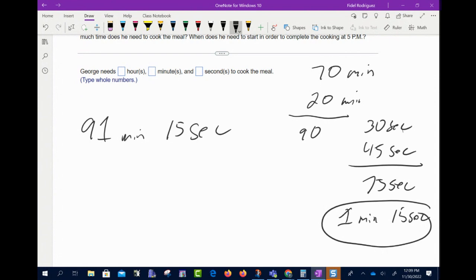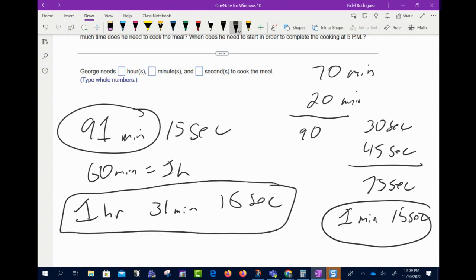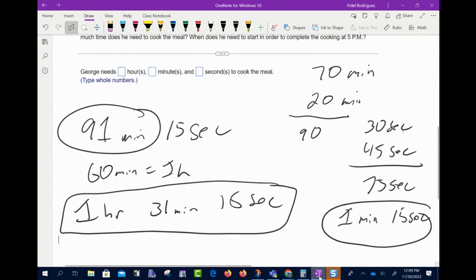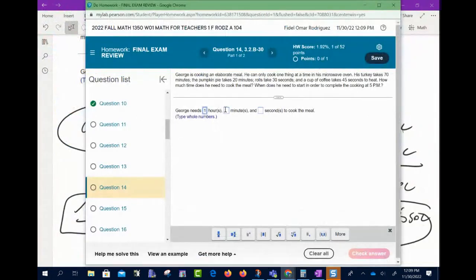Okay, so let's do it this way. There are 60 minutes in 1 hour. So if I have 91 minutes, that means I'm going to have 1 hour, 31 minutes, and 15 seconds, right? Okay. So he's going to need 1 hour, 31 minutes, 15 seconds. So let's see if we can put those numbers in and check to see if they work. So 1 hour, 31 minutes, and 15 seconds.